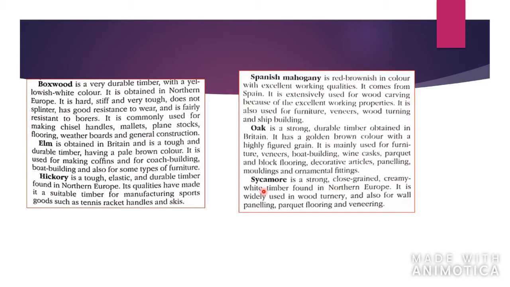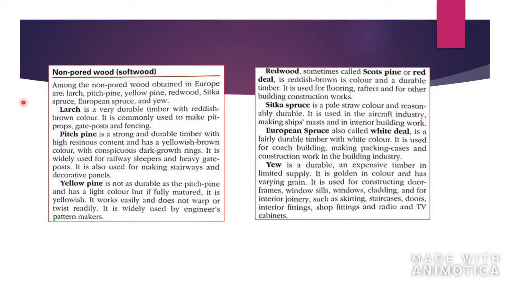Non-poured wood is also a softwood, and these are the different types of softwoods: larch, pitch pine, yellow pine, redwood, Sitka spruce, European spruce, and yew. So learn the different types of softwoods, which are non-poured, and hardwoods, which are poured. These are all from Europe. The next thing we're going to move on to is classifications of timber. We're going to classify timber.